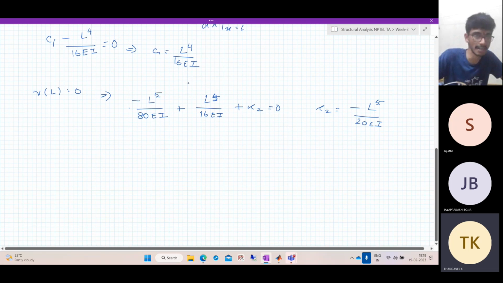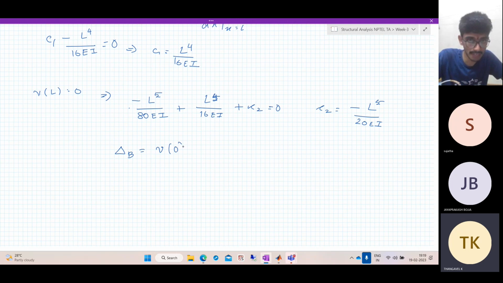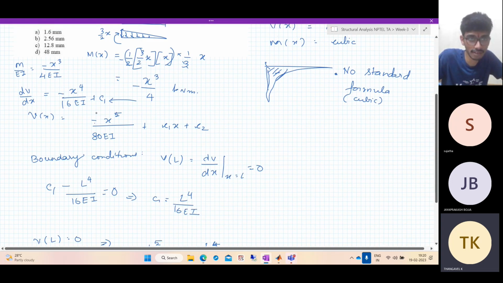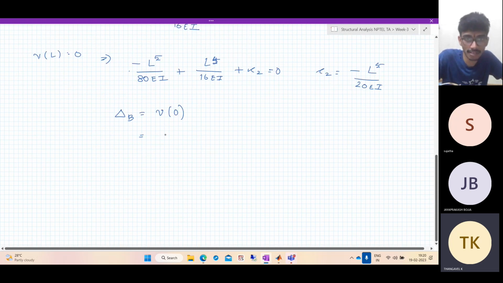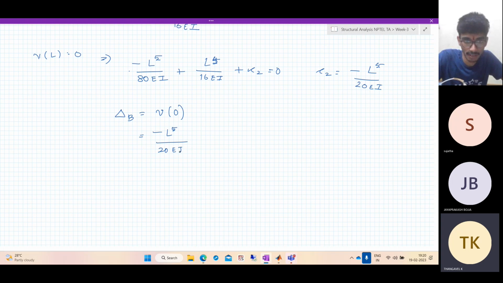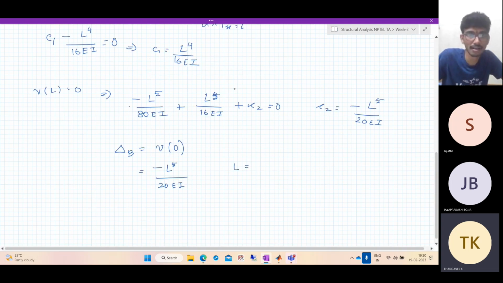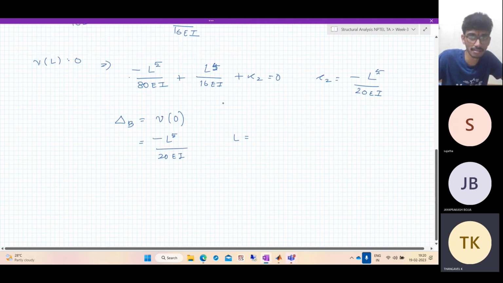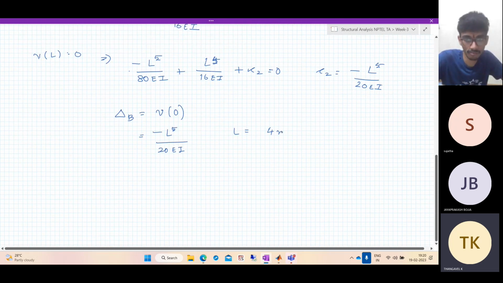So if you find delta B, delta B is nothing but the deflection at x equal to 0. So it is nothing but C2, right? If you substitute x equal to 0 in v of x, this term vanishes and you get C2. And C2 is nothing but minus L power 5 by 20 EI. Now it is given L is equal to 4 meters.